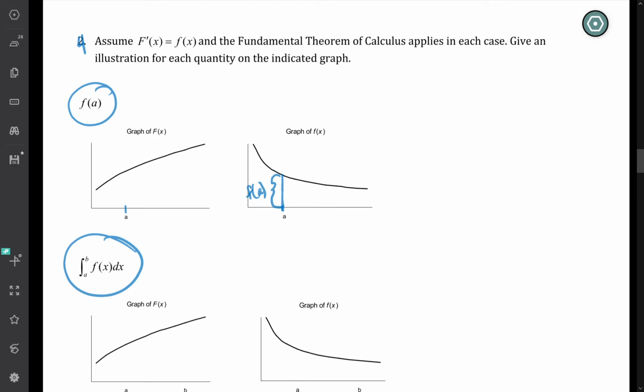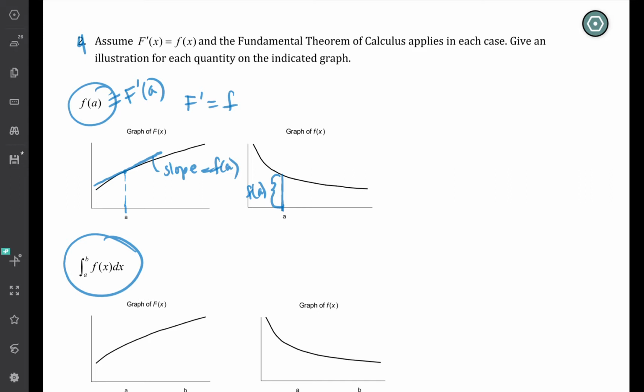On big F, what we want to remember is that big F prime equals little f. So little f of a is big F prime of a. On the graph of big F, that means that we're looking for a derivative, which is the slope of a tangent line. Okay, so there's the first one.